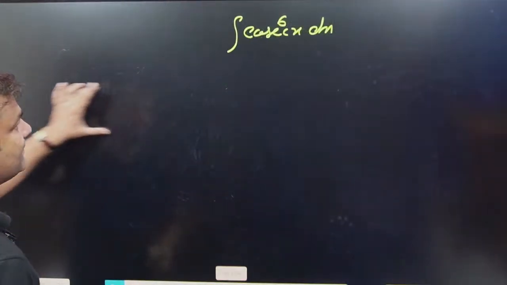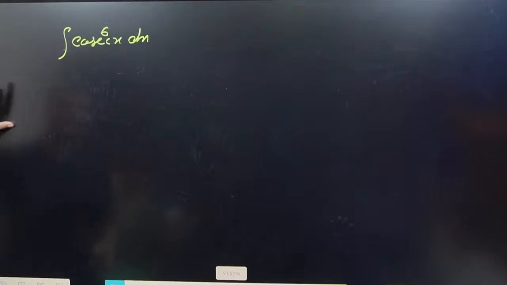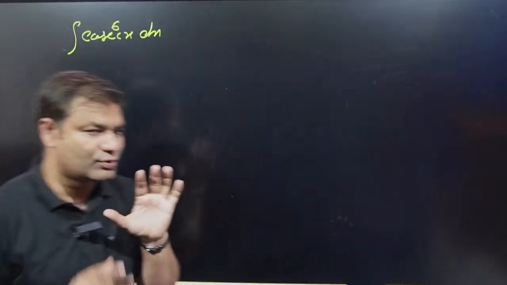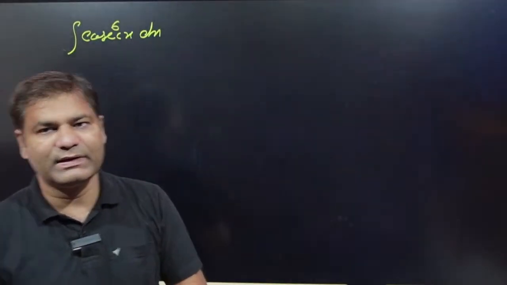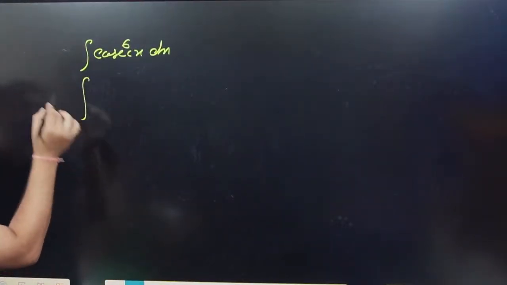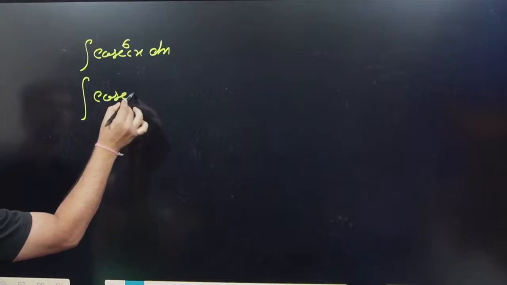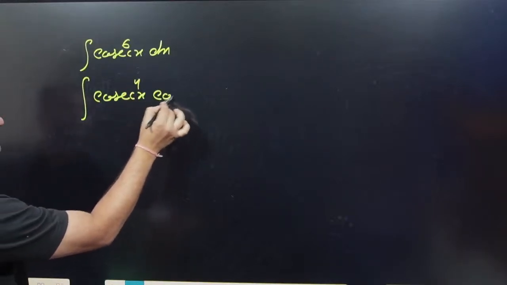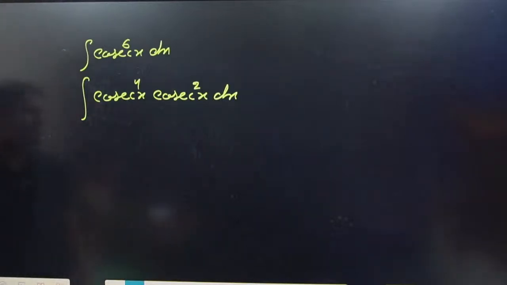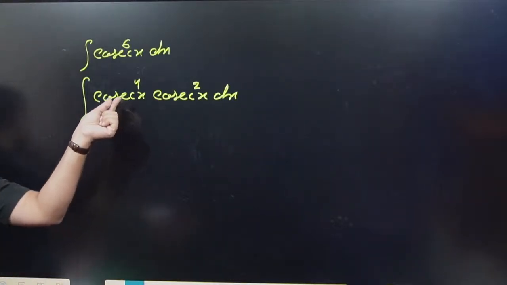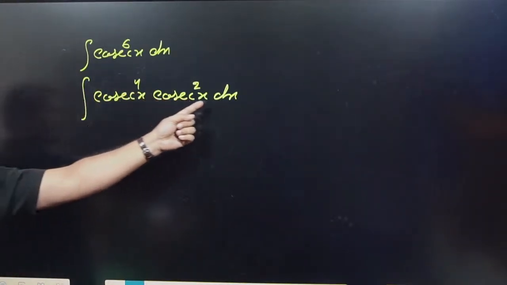Look here very carefully. Integration of cosec x to the whole power 6 dx, how can we solve it? This is written as cosec x to the power 4 into cosec square x dx.